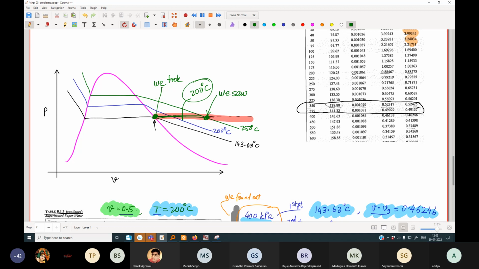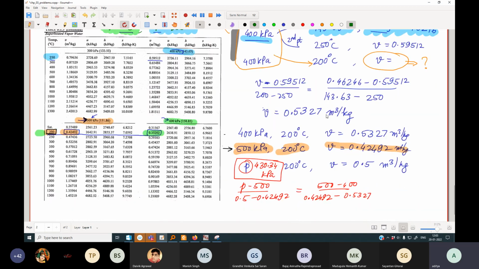Devik. Yes, sir. I understood now. But eventually, he did mention that there is a value at 200 degrees Celsius also, and it does come out to be very close to what we did through interpolation.